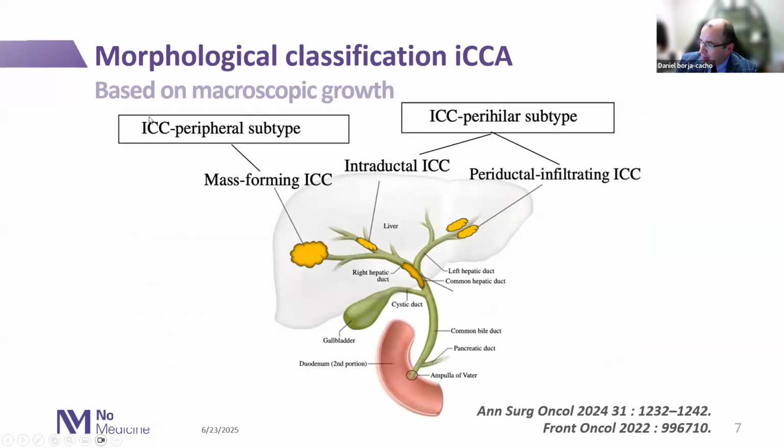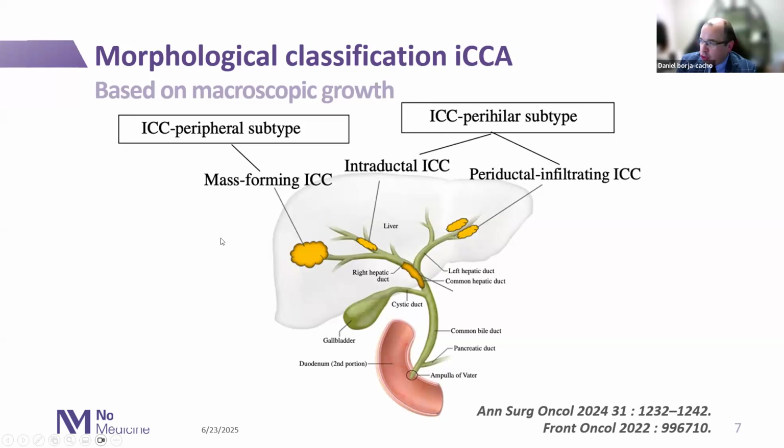Intrahepatic cholangiocarcinoma can be classified into mass-forming intrahepatic cholangiocarcinoma and periductal infiltrating. In the mass-forming type, we're not going to see any dilation of the bile duct. We're just going to see the mass inside of the liver, as opposed to growing inside of the duct with dilation proximal to that, or growing along the bile duct.